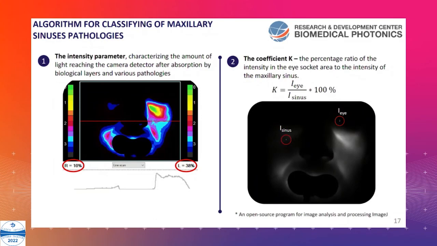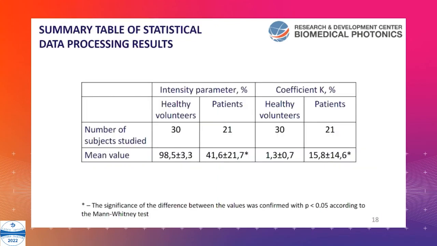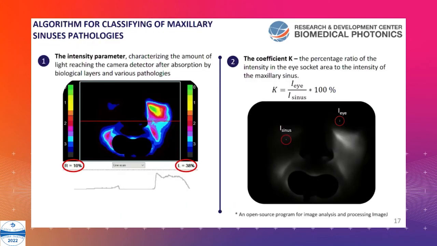In order to get diagnostic criteria, we developed an algorithm for classifying maxillary sinus pathologies, and it consists of 2 stages. At the first stage, we get the intensity parameter. It's the amount of light that reached the detector camera after absorption by different biological layers. And next, we calculated the coefficient K. It's the percentage ratio of intensity in the eye socket area to the intensity in the sinus area.